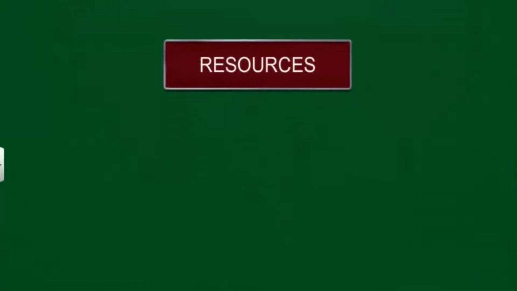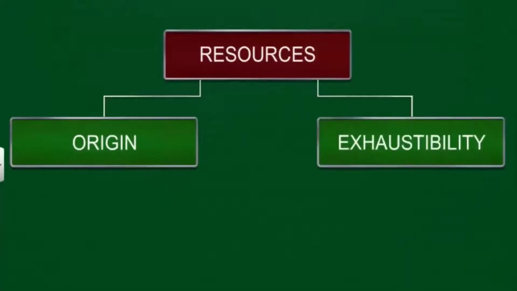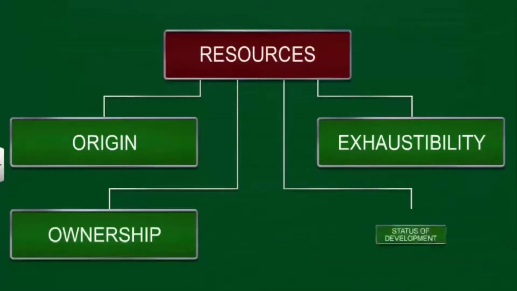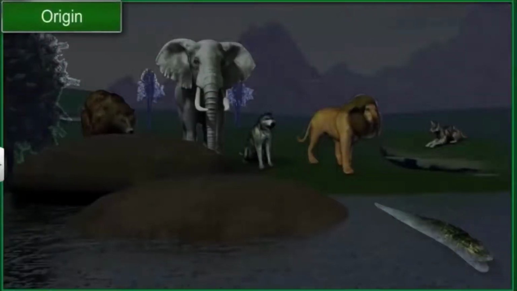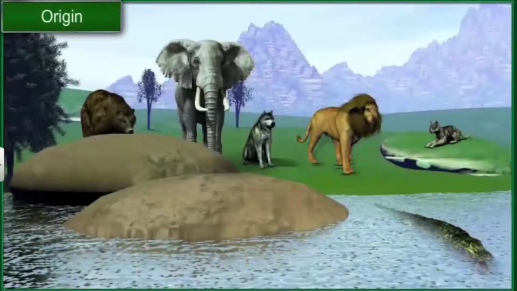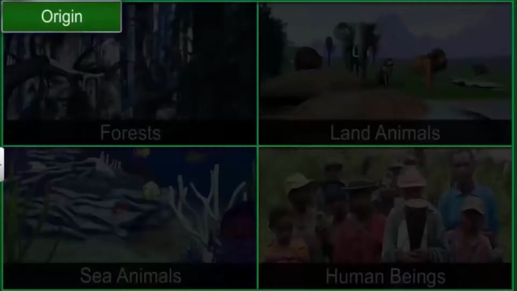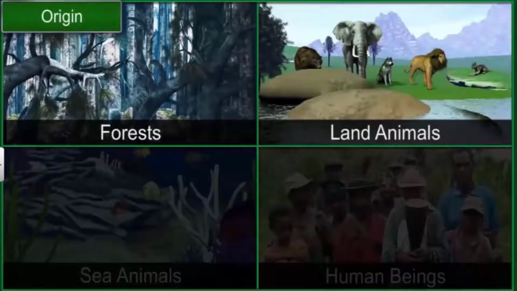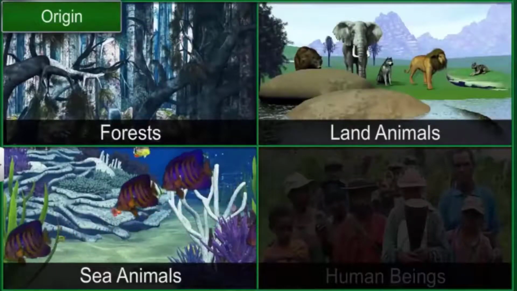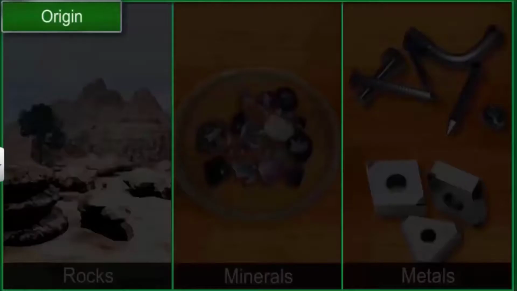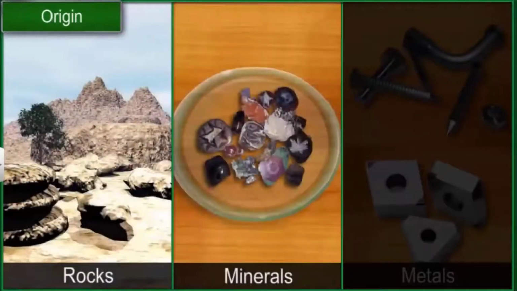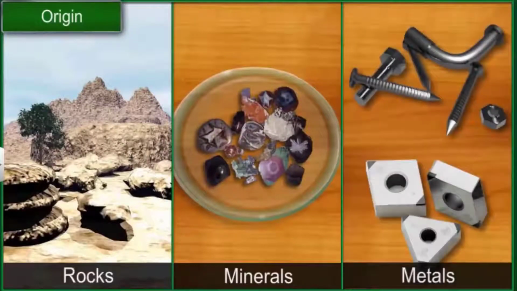Resources can be classified based on their origin, exhaustibility, ownership, and status of development. Resources can be living or non-living. All resources that come from living things like forests, land, and sea animals, insects, and human beings are called biotic resources. Resources in the form of non-living things like rocks, minerals, and metals are called abiotic resources.